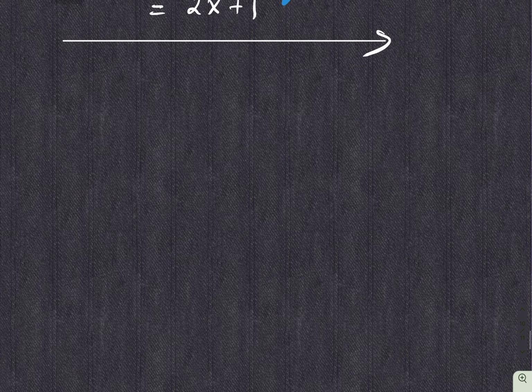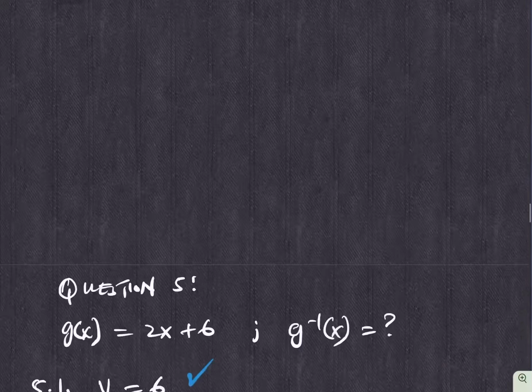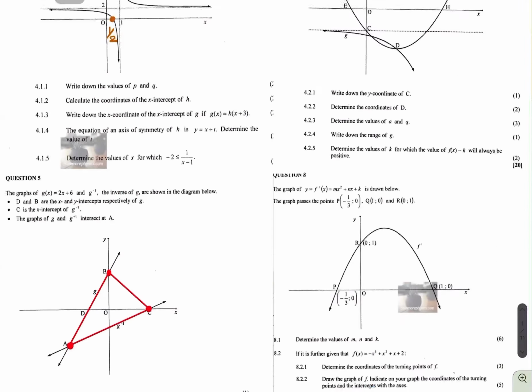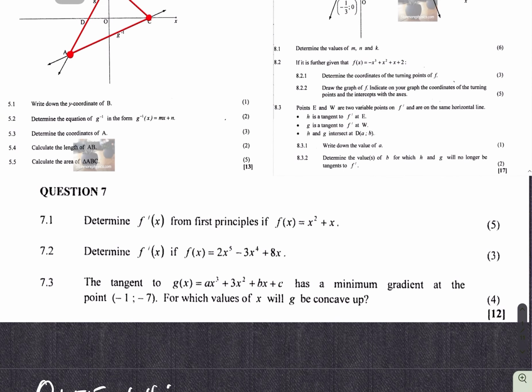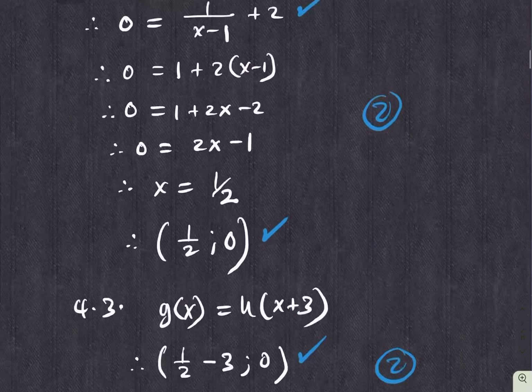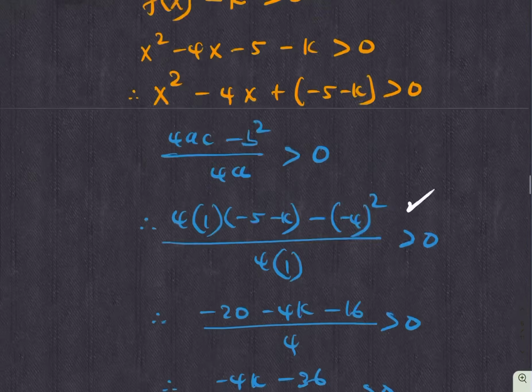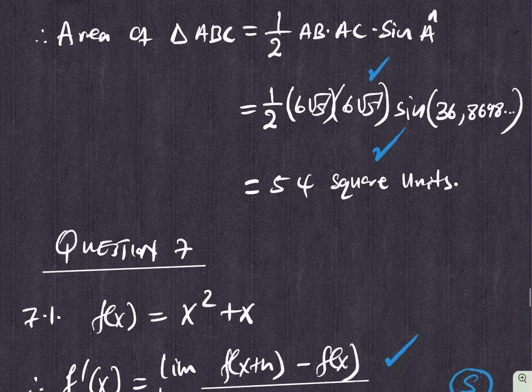Well, we are now doing 7.2. What is the story there? They are saying: determine f prime of x if f of x is equal to 2x to the power 5 minus 3x to the power 4 plus 8x. Okay, that is 3 marks. Guys, this should be very easy for everyone. Let's check.